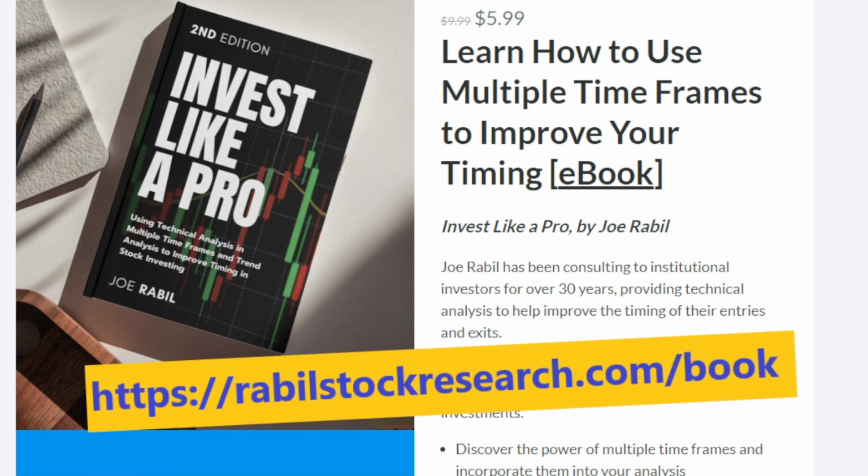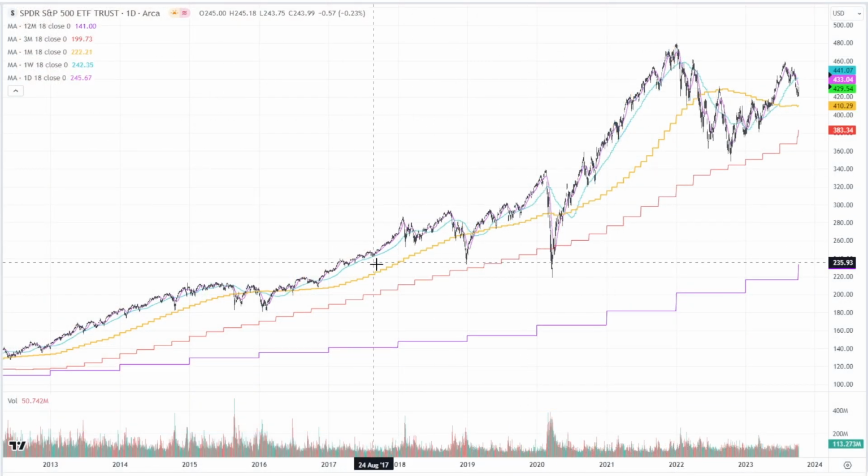So what I want to do is use my timeline chart. Now I bring this up maybe once a month on the Friday video for the S&P. I've got the S&P up right now, the Spider. The timeline chart is essentially a daily 18, a weekly 18, if you look up in this left corner, a monthly 18, a quarterly 18, and a yearly 18.